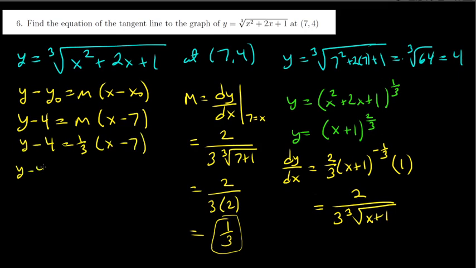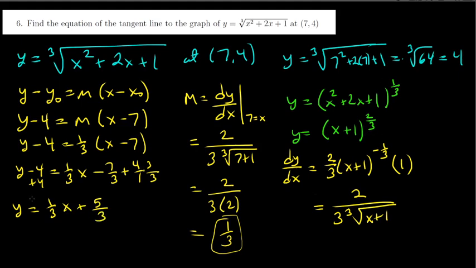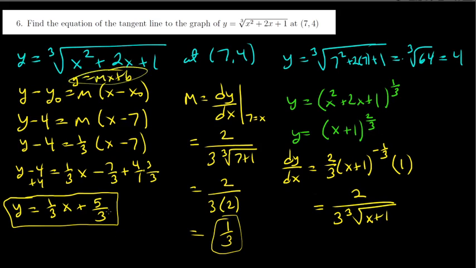And multiply it all out. Plus 4 over 1, plus 4. And this is going to be, let's see, 12 over 3. 12 minus 7 is 5, right? So plus 5 over 3. So that should be the same thing for those of you that used y equals mx plus b. Your b should be 5 over 3.